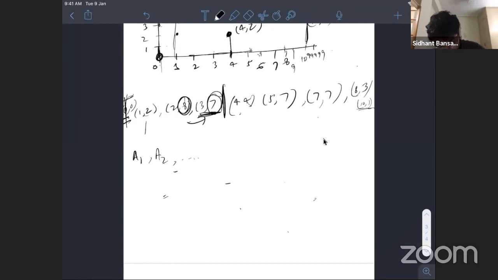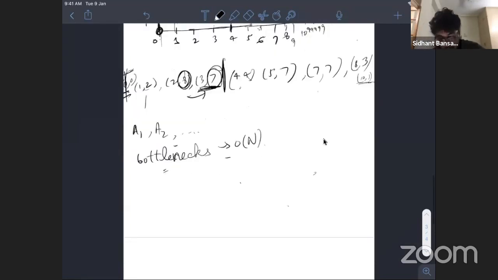So how many bottlenecks do you have that you're trying? You're trying order n bottlenecks. You're trying all the n elements, right? And how much time does it take to get the answer for that bottleneck? It takes you n steps, because once you fix the bottleneck, let's say you fix the bottleneck as 2 comma 8, then you need to go plus to the right and see when does it break, when do you have an issue.